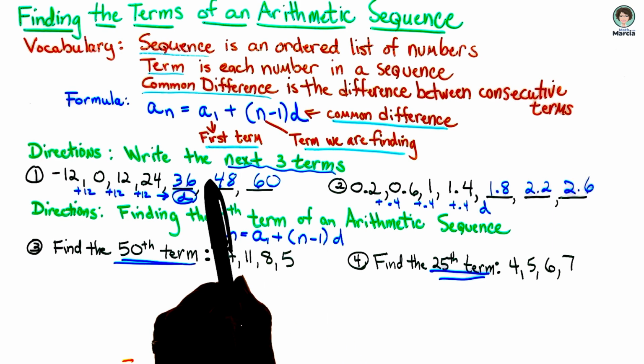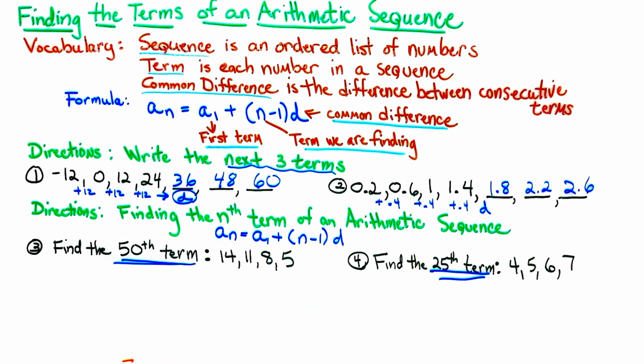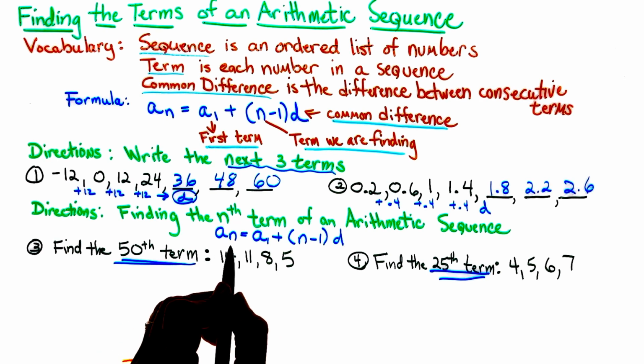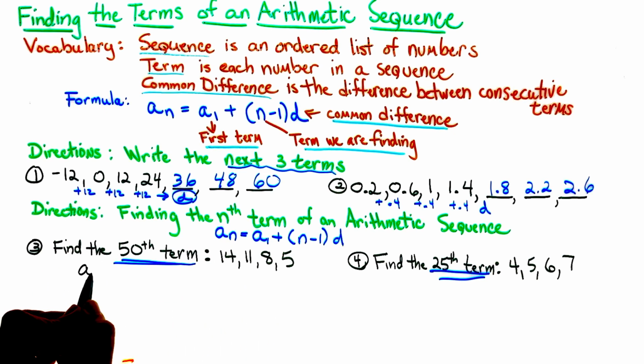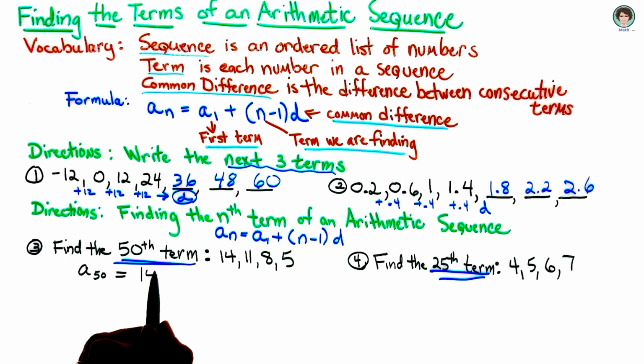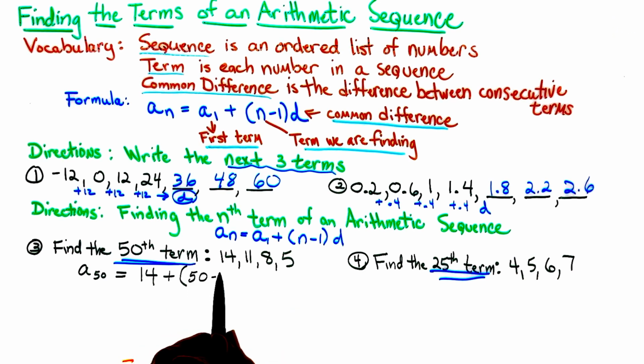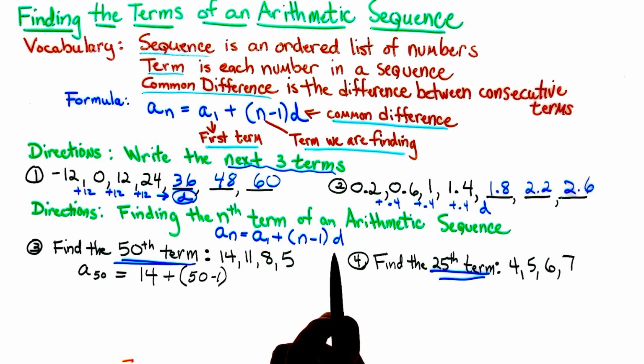So again, this is the formula, and here are what each one of those parts of it stand for. So I wrote it here so I don't have to keep rewriting it down below. So this is what we're going to refer to. And looking at this, a sub n, I am looking for actually the 50th term. So you just kind of write it like that. Well, my first term in that sequence is a 14, right there. Plus, now this n is my 50 minus 1.